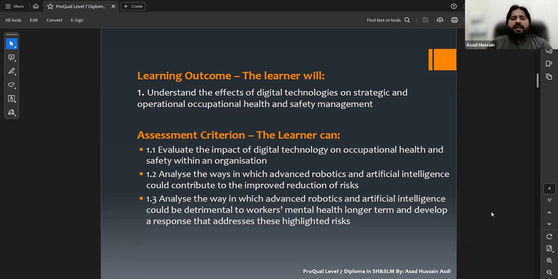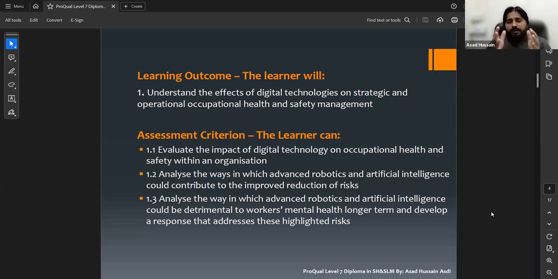Then number 1.3: analyze the way in which advanced robotics and artificial intelligence could be detrimental to workers' mental health longer term, and develop a response that addresses these highlighted risks. Every one of you knows very well that at workplaces, mental health is also a big issue. You see there are specific courses for mental health. They work on mental health. There are a lot of things which are all about mental health.